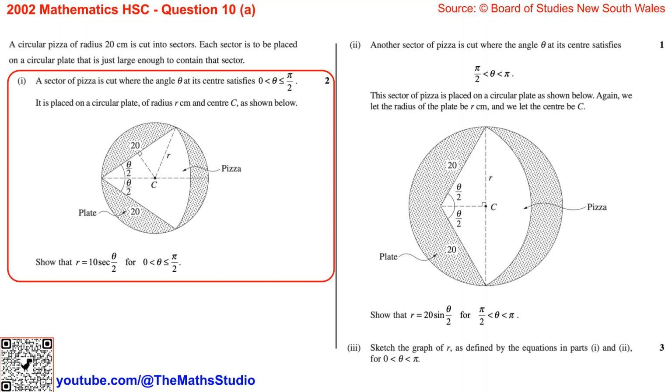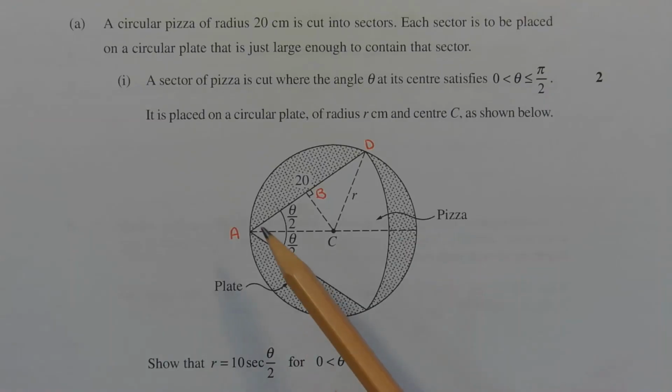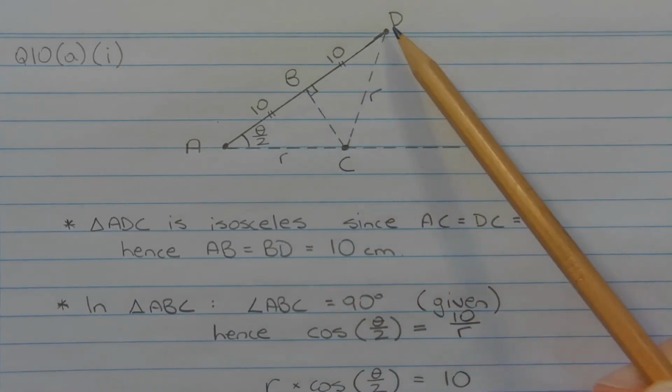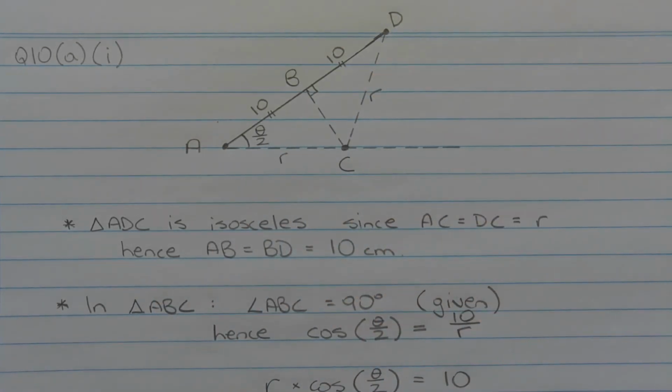Show that r equals 10 sec theta over 2 for theta greater than 0 and less than or equal to pi over 2. Consider triangle ADC. Now triangle ADC is isosceles since AC equals DC, which equals r, and r is the radius of the circle. Hence AB is equal to BD, which equals 10 centimeters.